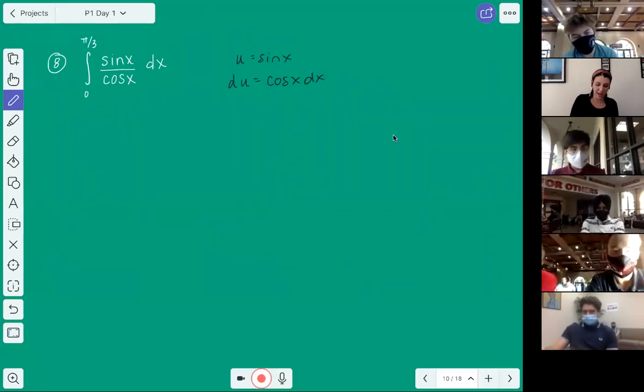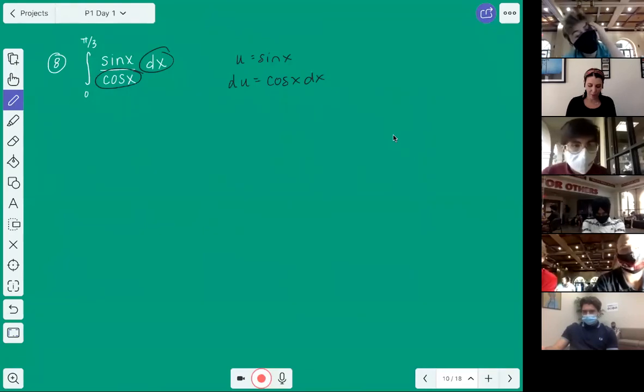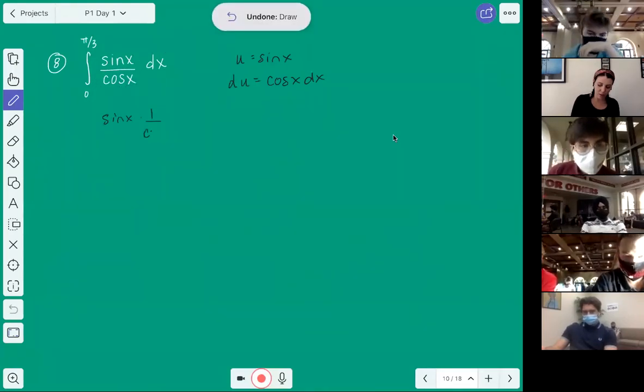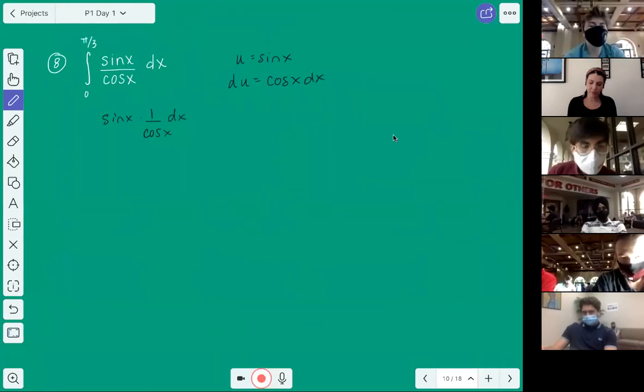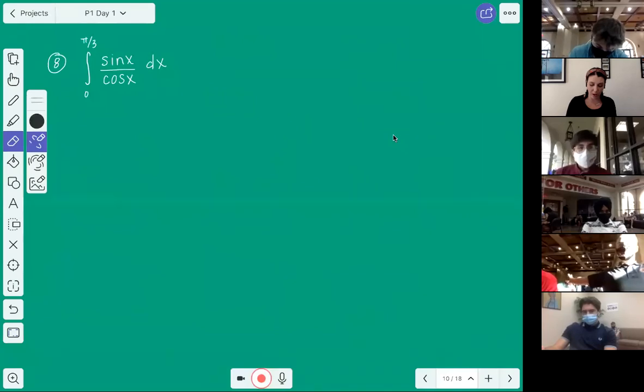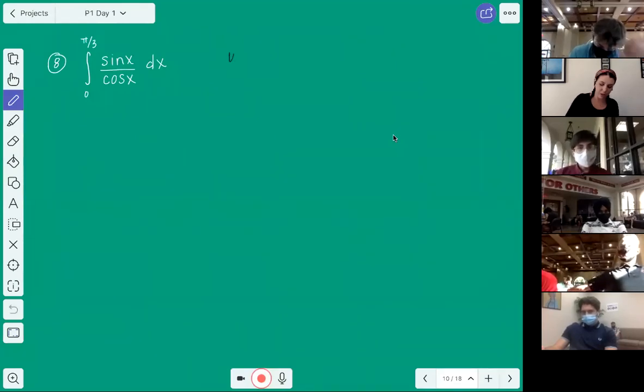Yeah, cosine X and dx are both in here. But really what that integral is, is sine of X times 1 over cosine X dx. So I can't choose sine X, because I can't get rid of the cosine X dx. I don't have cosine X times dx. So there's basically only one other option to choose. We're going to choose U equals cosine X.